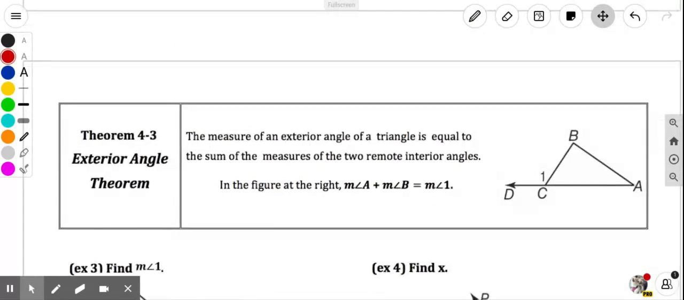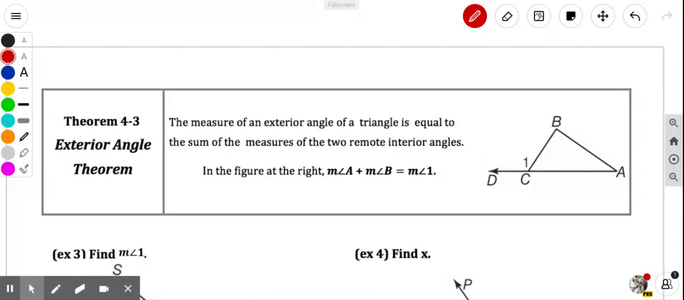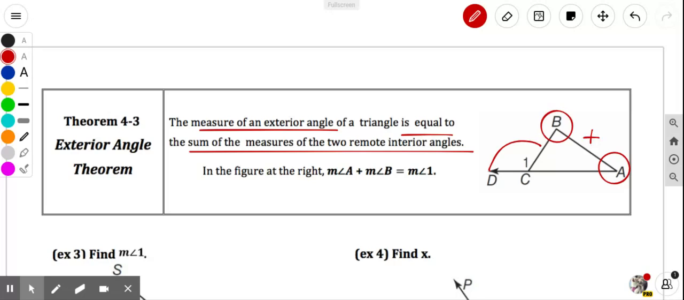Okay, so we have something called the exterior angle theorem that says the measure of an exterior angle is equal to the sum of the measures of the remote interior angles. So that means the measure of angle 1 here, this exterior angle, is equal to the sum of A and B, because A and B are the remote interior angles for angle 1. So see, measure of angle A plus measure of angle B equals angle 1.